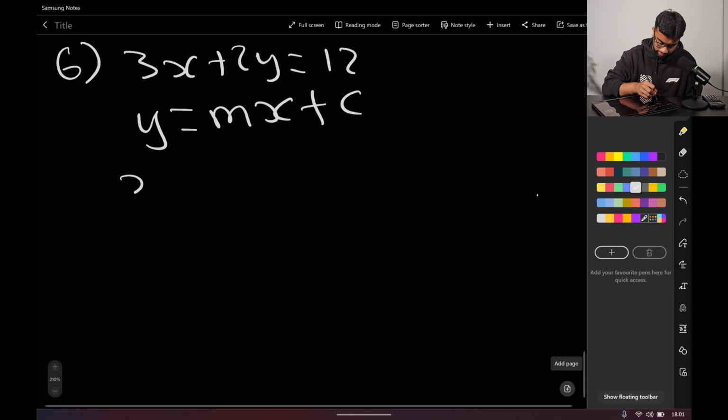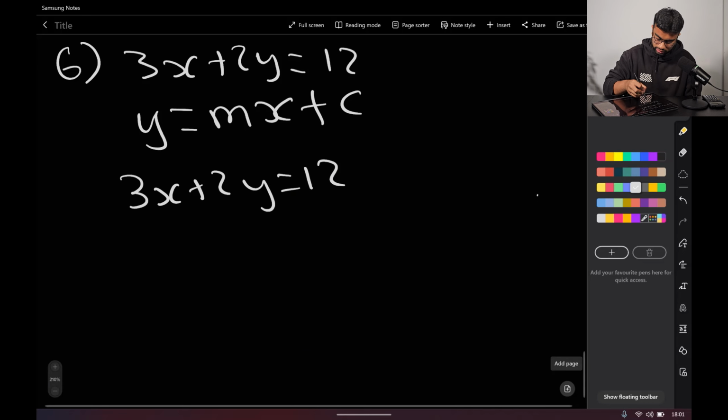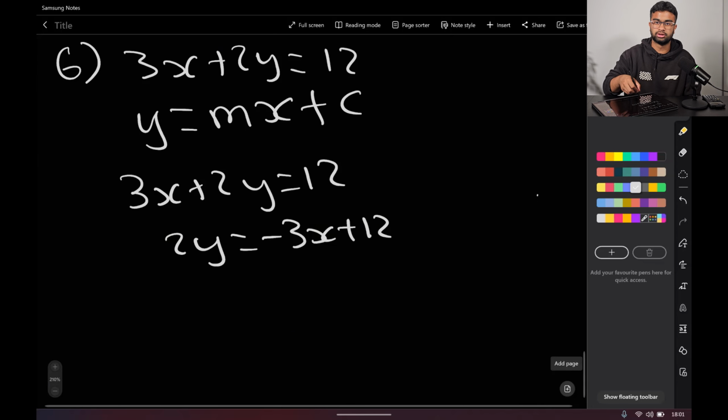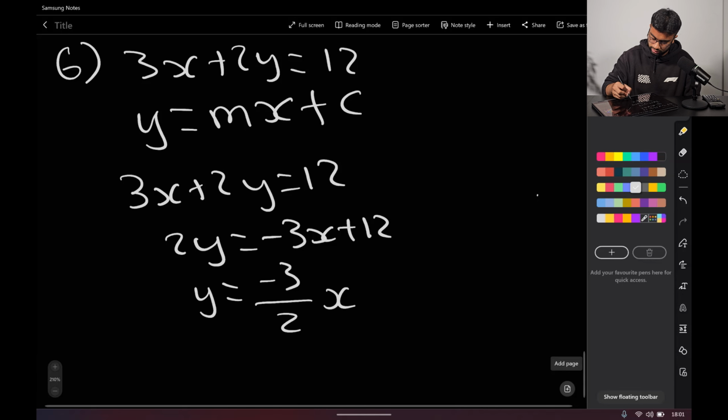So we have 3x plus 2y equals 12. We want y on the left and x on the right, so we get 2y is equal to minus 3x plus 12. All we did was just subtract 3x from both sides. And then we want y on its own, because that's how it is in the form of the question. So divide everything through by 2 to give us y is equal to minus 3 over 2 x plus 6.